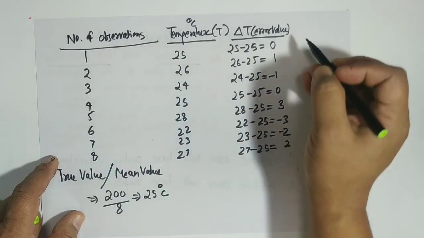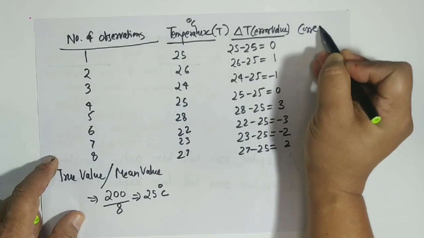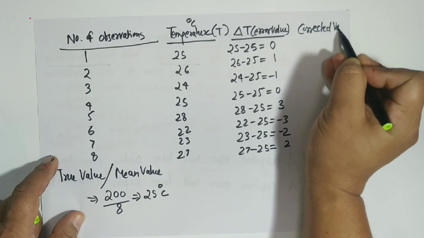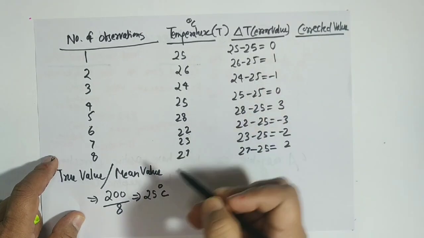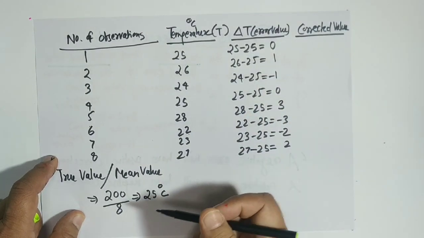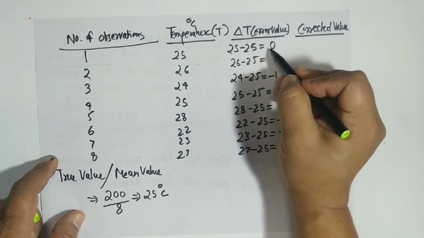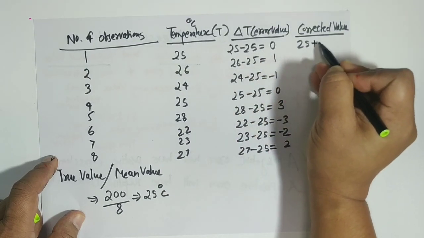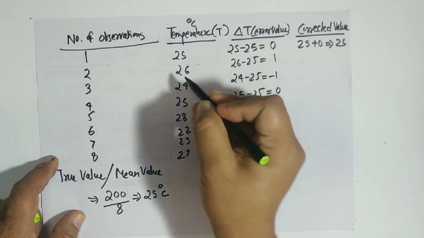Now you got these things. Now you have to calculate the corrected value. Corrected value, you know how you are going to get it. For a positive error, you have a negative correction. For a negative error, you have a positive correction. Here it's a zero error, 25 plus 0, it will be 25 only.